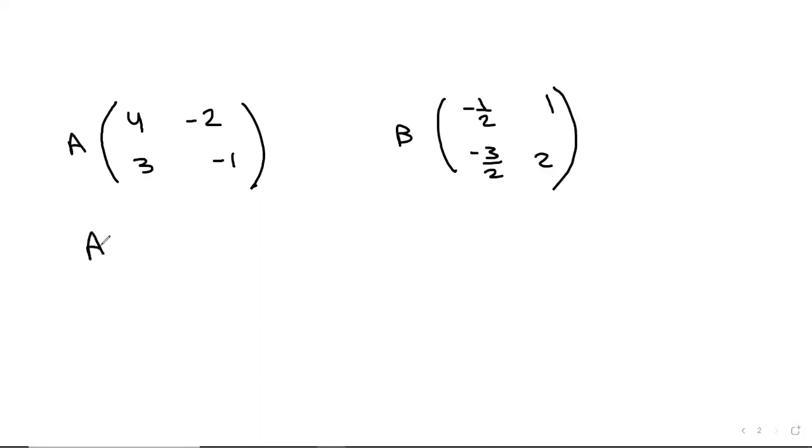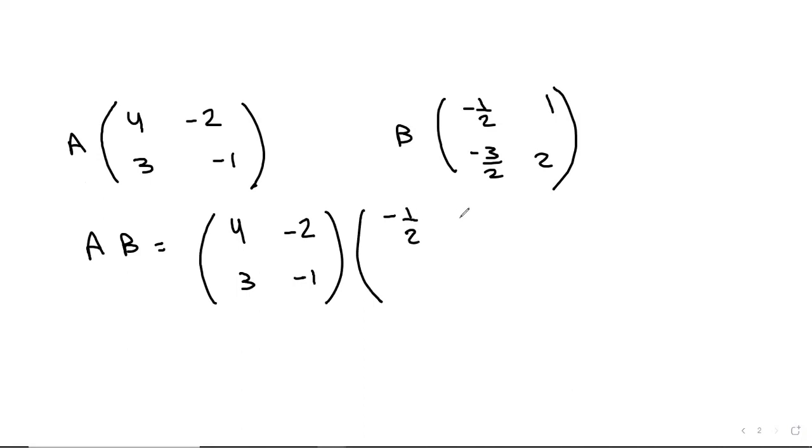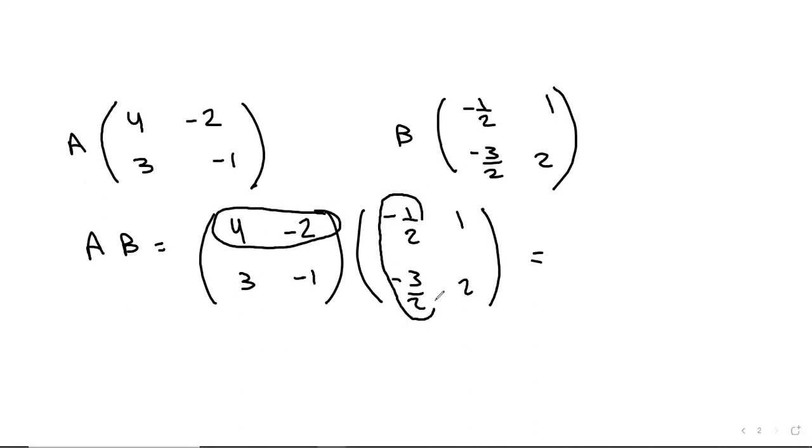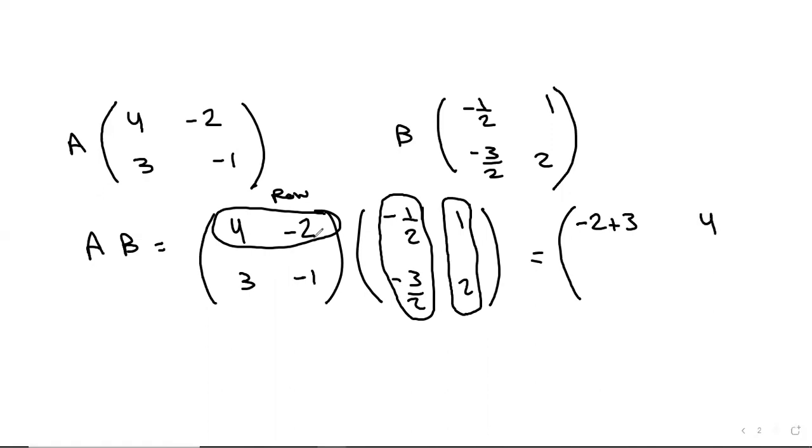Multiply A by B, A times B. So we're going to write 4, -2, 3, and -1 multiplied by -1/2, 1, -3 over 2, and 2. Multiply row by column to get an element. So it's 4 times -1/2, it's -2, and -2 multiplied by -3 over 2, it will be +3. And multiply this row by the second column to get only one element. 4 times 1 is 4, and -2 times 2, it's -4.